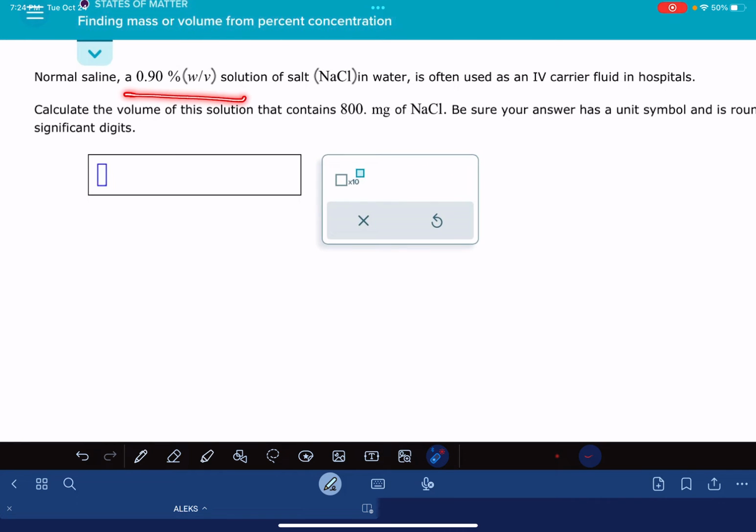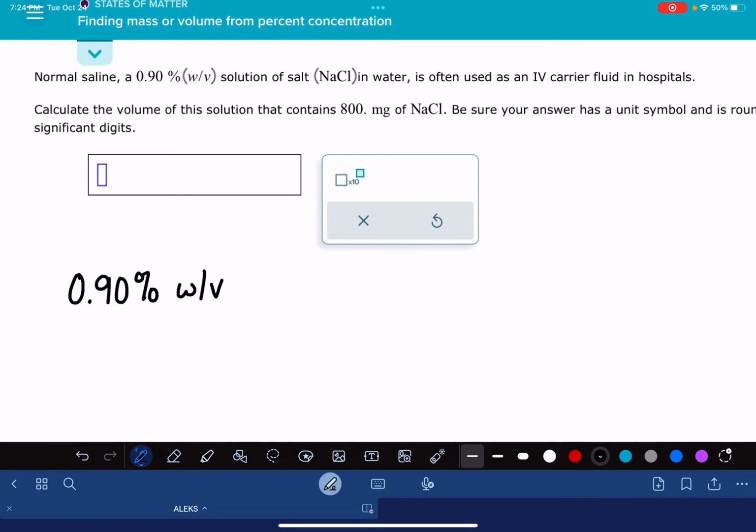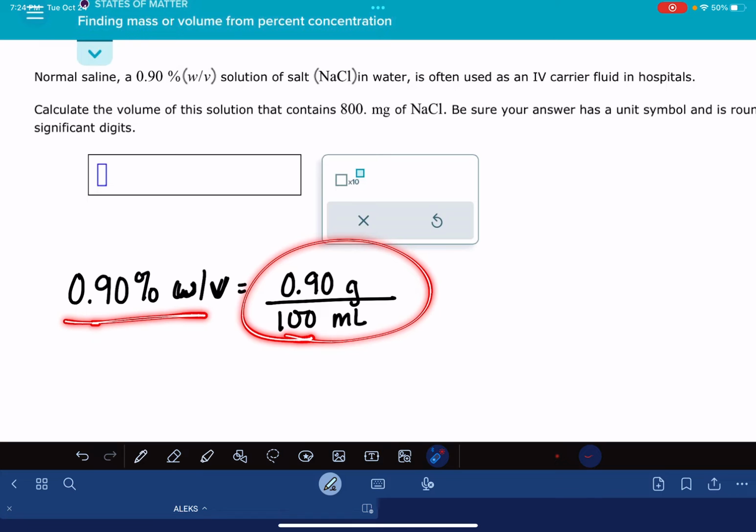So no matter which version of the problem you have, you should start by taking a look at the percent concentration of your solution. I'm going to rewrite mine down here. 0.90% W/V, which stands for weight volume. That number, we want to rewrite as a conversion factor. The 0.9% we can rewrite as 0.9 grams, that's the weight part, per 100 milliliters. That is the volume part. So this is what that represents.